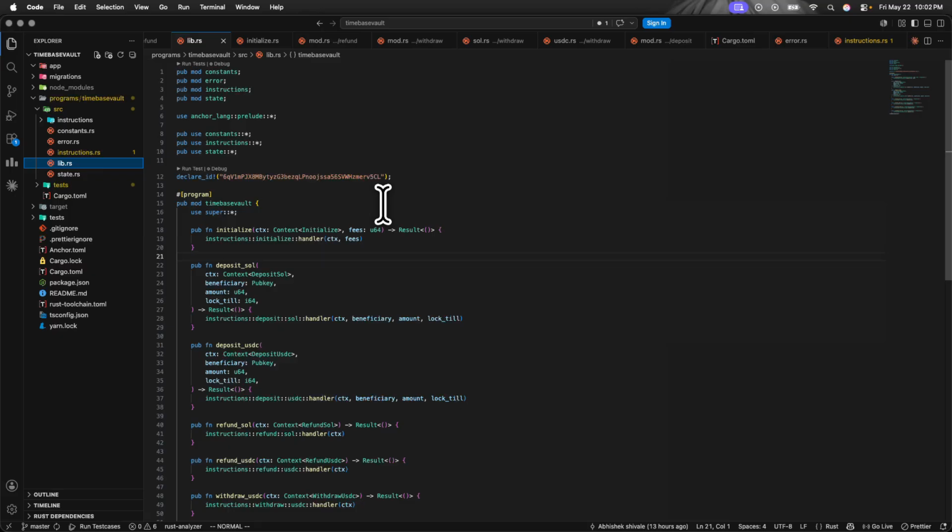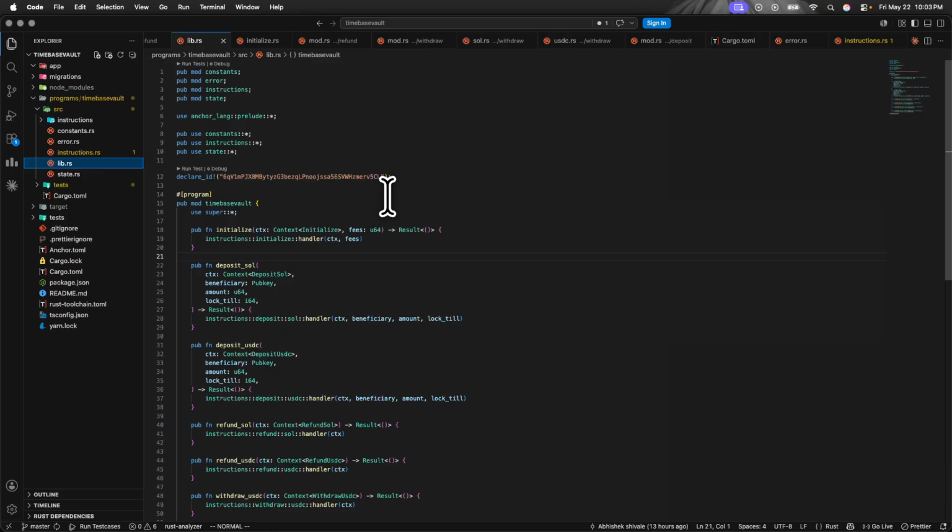a user can have a vault which is per user based, and the user can deposit USDC or SOL. He should be able to refund, or if he wants to withdraw, he has to wait for a certain time to complete after he initiates the deposit.